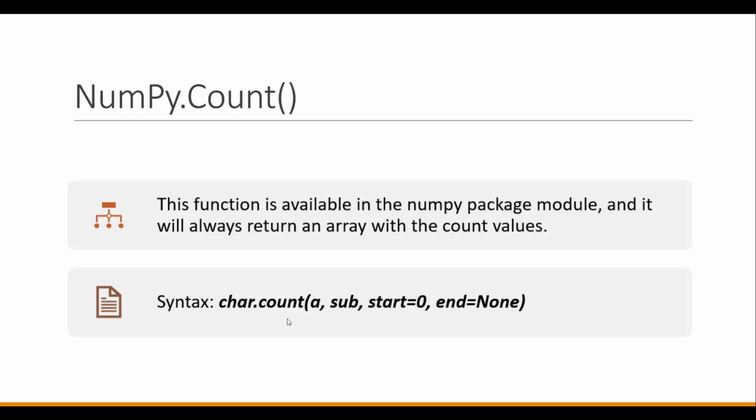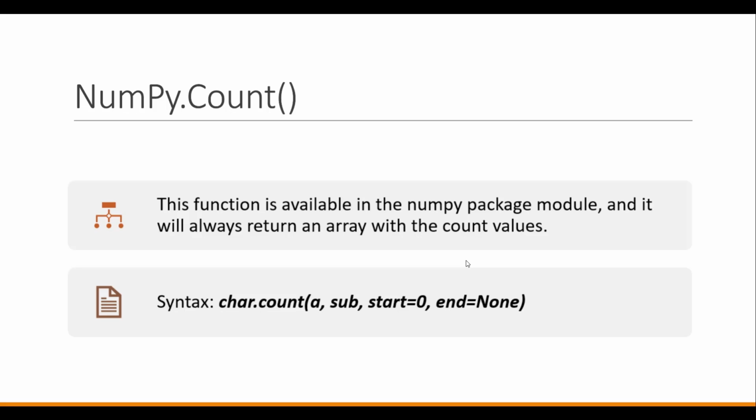This parameter indicates the input array. It may be an input string and the data type is either string or array. The next parameter is sub. This is a parameter that represents the substring to search in the input array that is provided. The next parameter is start. By default, it takes a zero value and it is used to get the boundary inside the substring to be searched. Then the last parameter is end. By default, it takes none value and it defines the end value of the given input array.